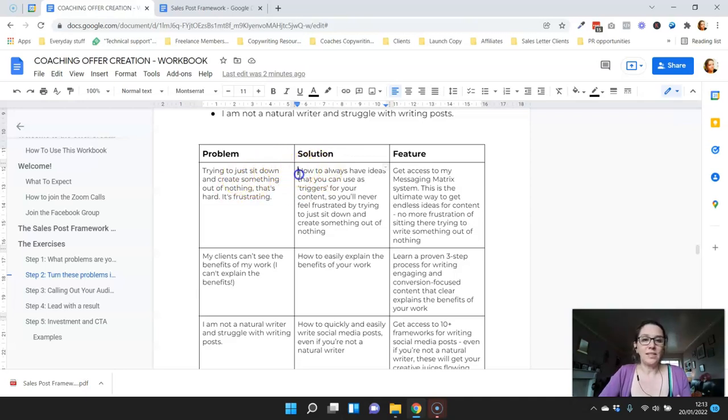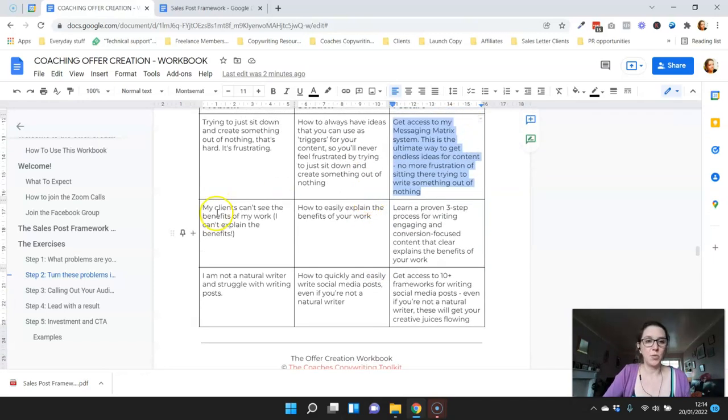And then what you want to do, so this is our solution, and then think about, what's a feature of your program or of your service? What's something that you actually do or give them that provides that solution? So in my case, I've got this messaging matrix system. This is something that I teach, and what it does is it gives my clients who go through this process endless ideas of content, which means no more frustration of sitting there trying to write something out of nothing. And so this is going to end up being one of the benefits linked to a feature of my program.